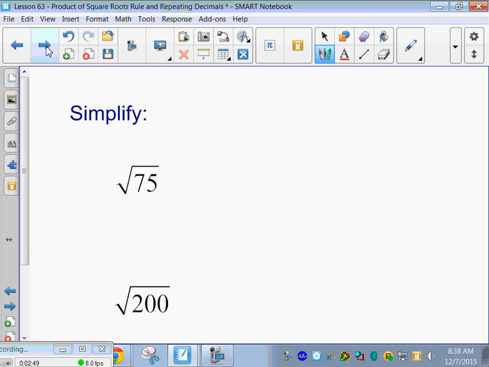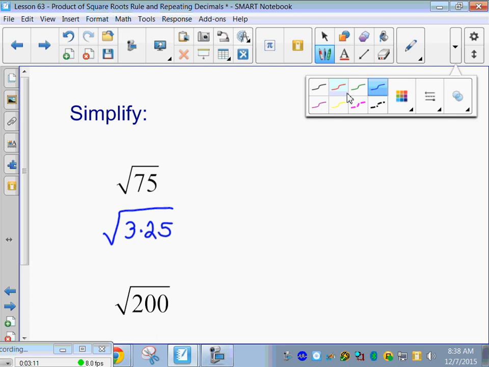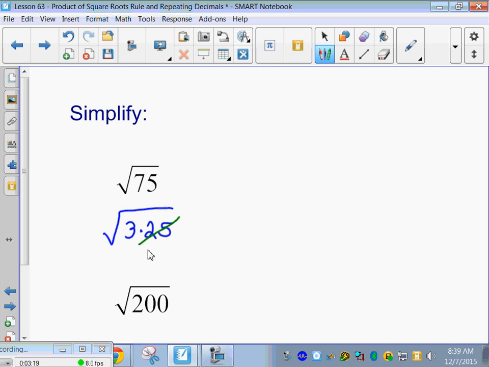All right, let's try another one. The square root of 75. Again, 75 is 1 times 75, 3 times 25, 5 times 15. What's the best one to pick? 3 times 25. So let's change this to the square root of 3 times the square root of 25. And so then, Bethany, what's the square root of 25? Very good. The 5 comes out. The square root of 3 stays in.